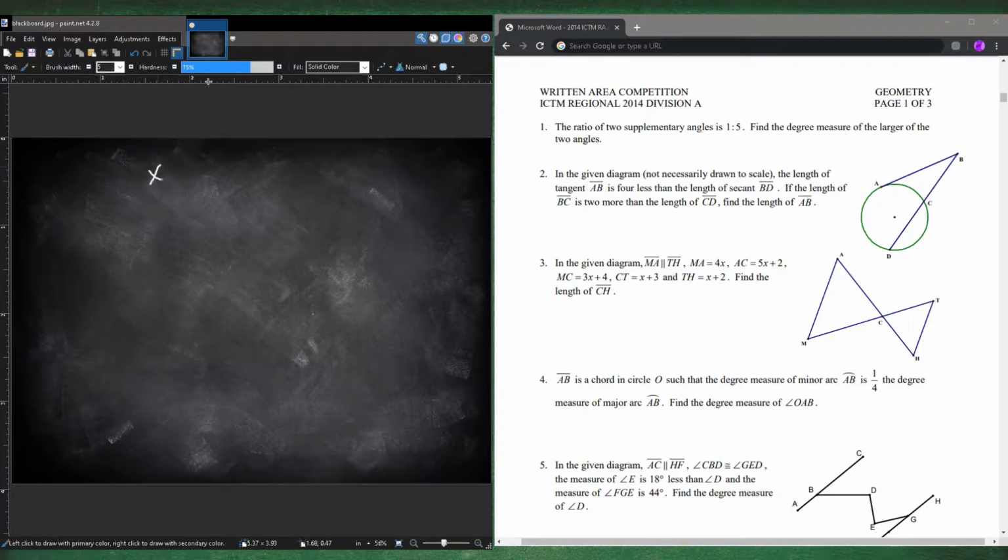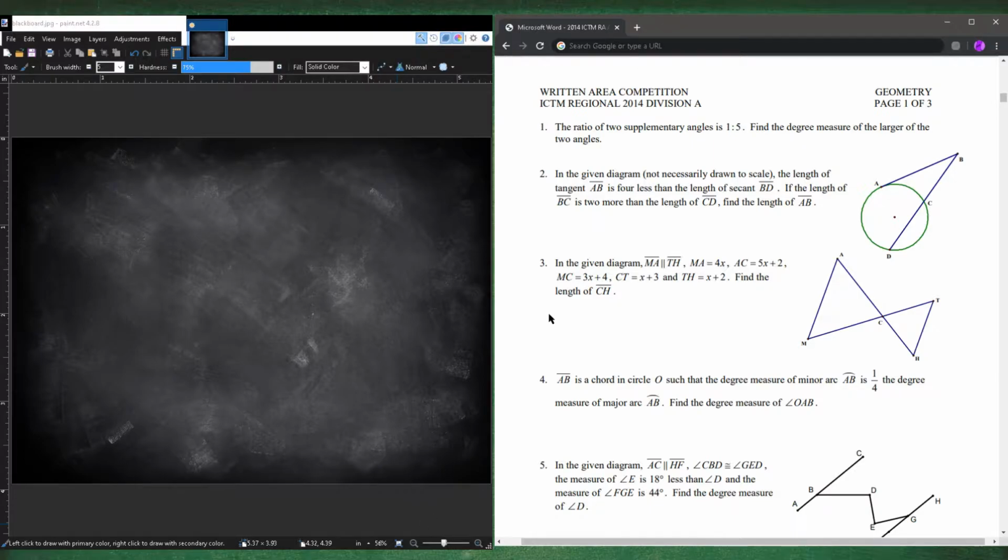So if one angle is x, that means the other angle is 5x because the ratio is 1 to 5. So you add them together, 6x. And since they're supplementary, the sum is equal to 180. So that means x is equal to 30. The larger angle is 150 because it's 5 times that angle. Okay. So number 1 is 150.